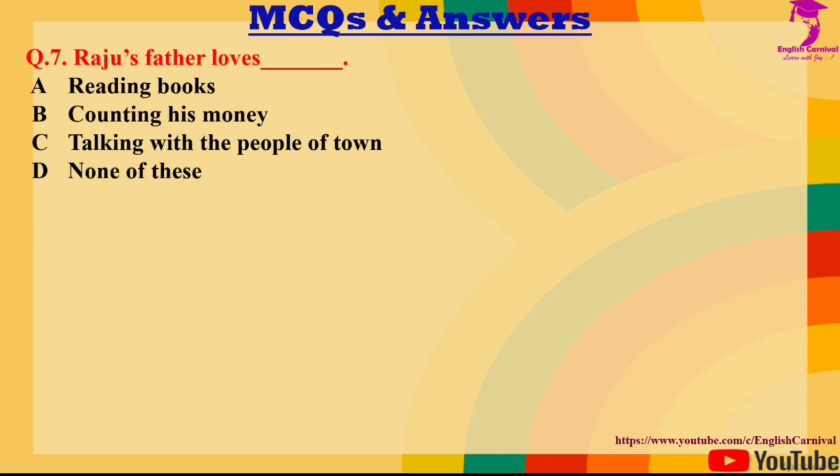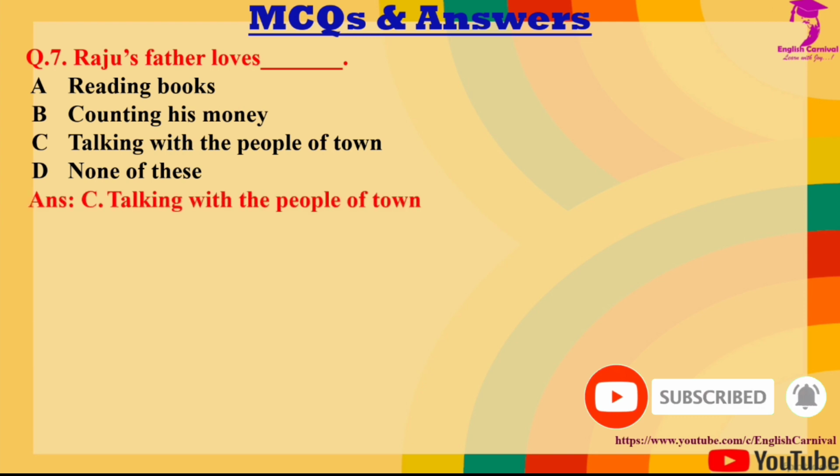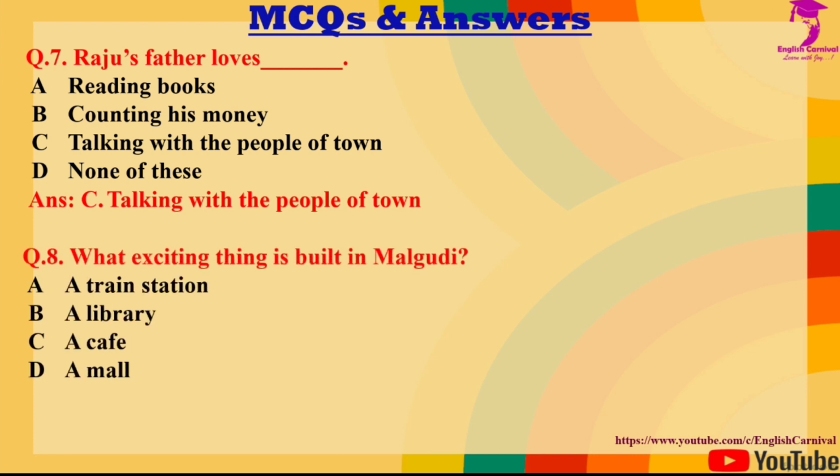Question number 7 we have, Raju's father loves dash. Options are A reading books, B counting his money, C talking with the people of town and D none of these. The correct answer is C, that is talking with the people of town. Question number 8 we have, what exciting thing is built in Malgudi? Options are A a train station, B a library, C a cafe and D a mall. The correct answer is A, that is a train station.